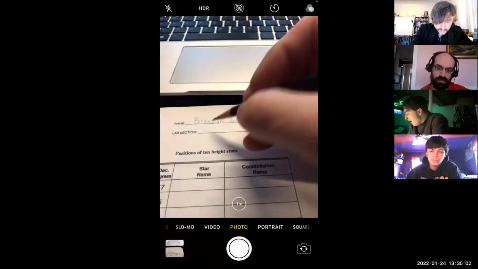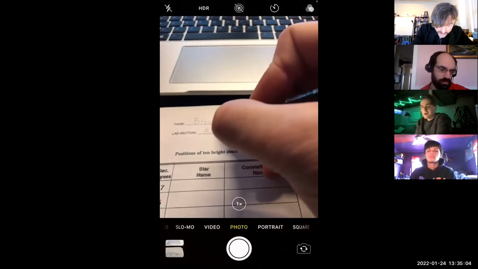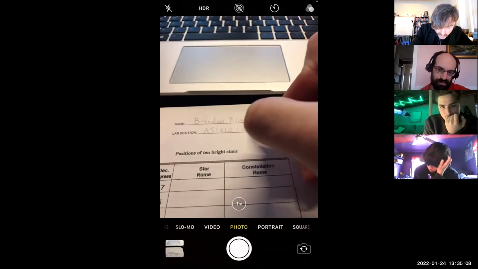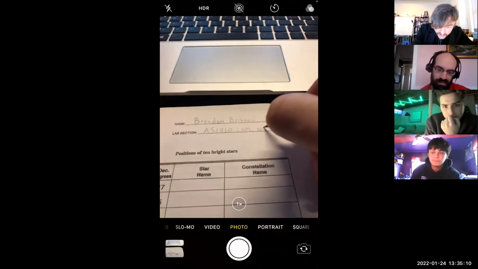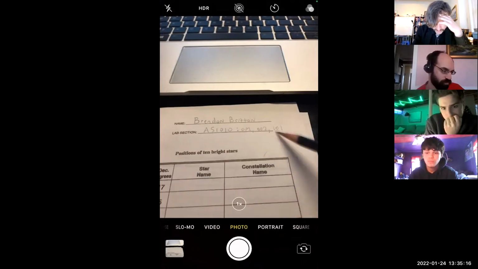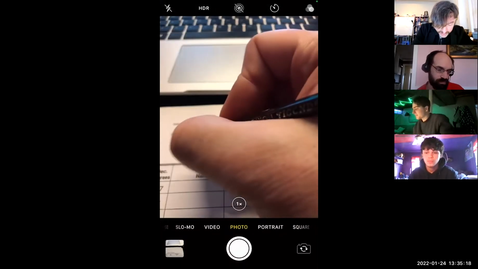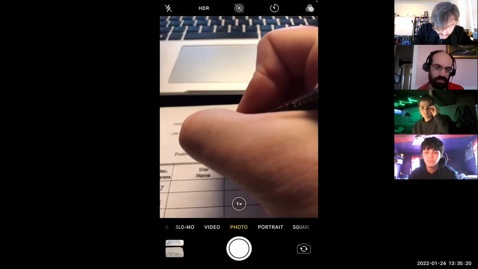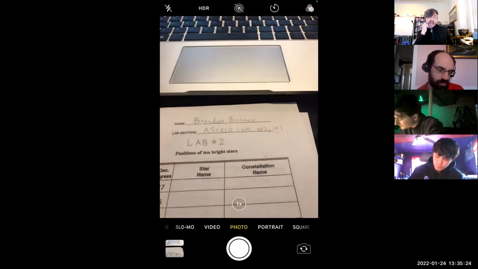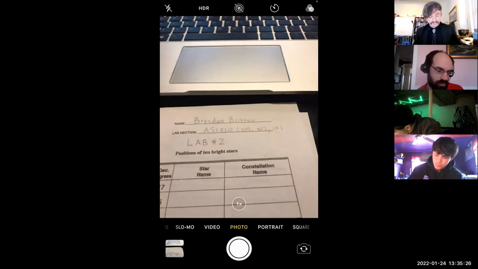Okay, lab section, we are AS1010. Now you might be in section 001 or 002. If you're in the night class, you're 101, okay, I don't know. Put whatever your section is. Also, great idea, lab number 2. That way we stay on track with each other, okay? So get all that stuff down.